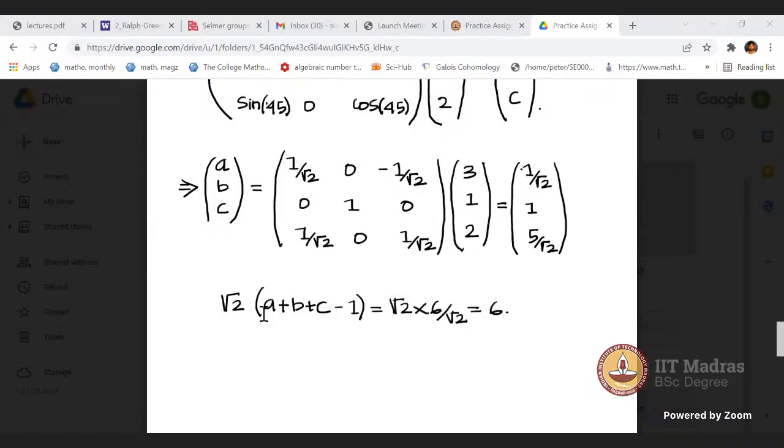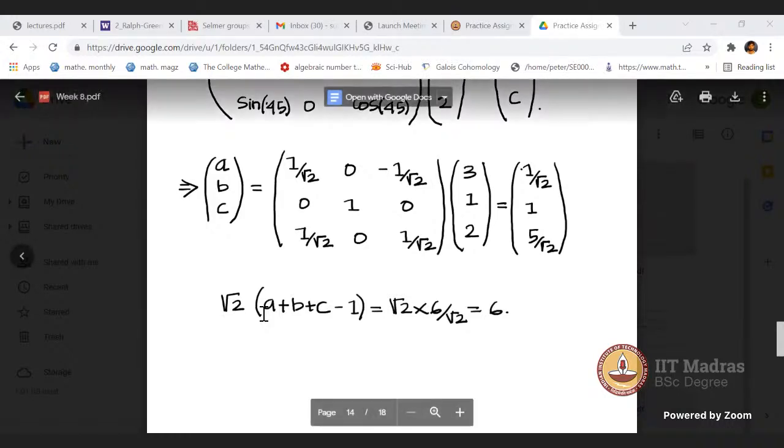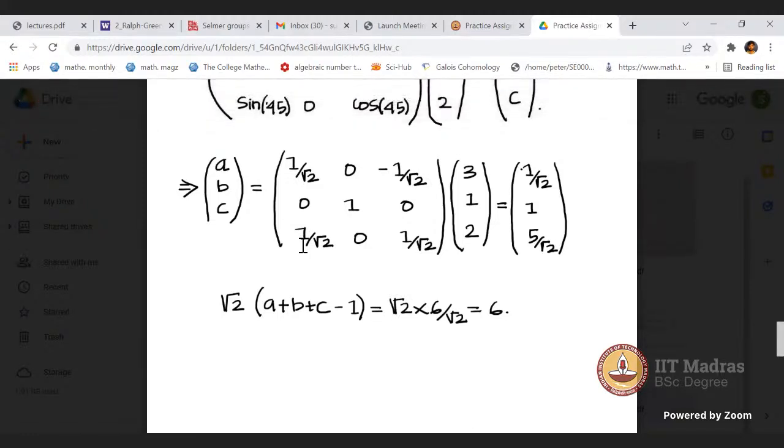Okay, sir. A plus b plus c is 7 by root 2, then minus 1. A is given, B is given, C is given, right? Yes, sir. Okay, I'll check it and get back to you. So A is 1 by root 2, B is 1, C is 5 by root 2. Then you can simply do A plus B plus C minus 1. B is 1, so B and 1 will get cancelled, and you are left with 6 by root 2. Got it, sir.